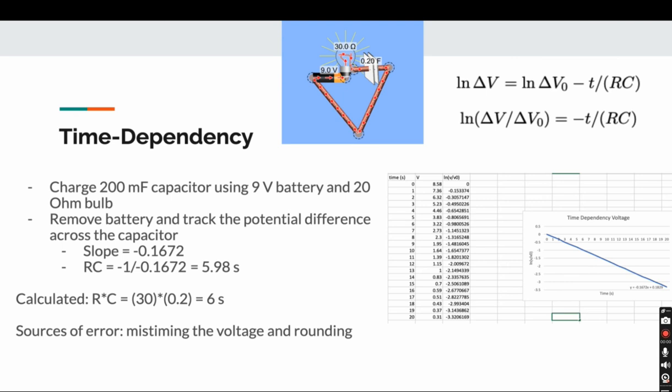The final part of this lab was to look at time dependency of voltage across the circuit. So I charged the capacitor using a 9-volt battery, and then I removed the battery and tracked the potential difference across the capacitor, as the light bulb was dimming. And on the spreadsheet on the right, you can see that as the time increases, the voltage decreases. And then I used the equation given.